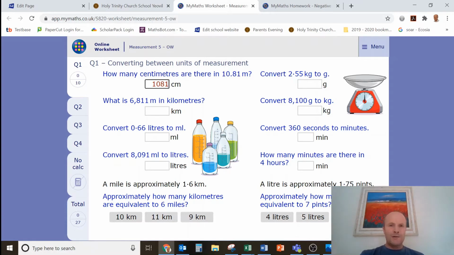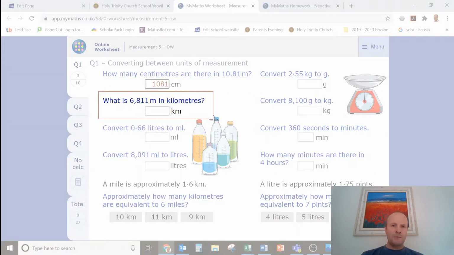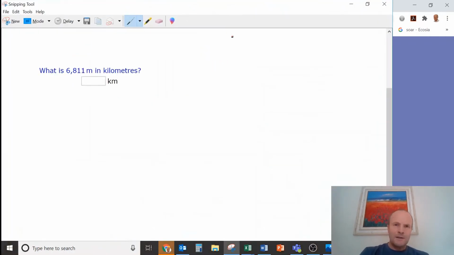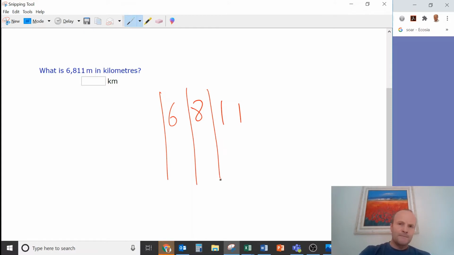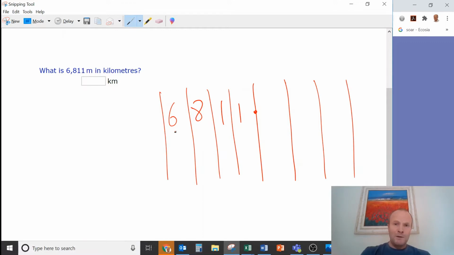What is 6,811 metres in kilometres? Well, there's 1,000 metres in a kilometre, so I'm dividing by 1,000. We need to remember that when we're dividing by 1,000, a very useful way is to write the number 6811 and draw lines down. It's also helpful to put a decimal point after the ones. We're dividing by 1,000, which has 3 zeros, so we draw 3 more lines to the left hand side: 1, 2, 3. We move each digit 3 places.